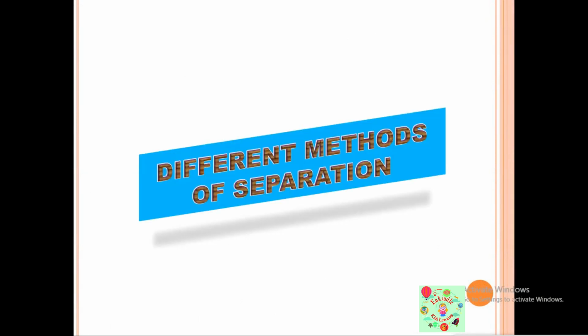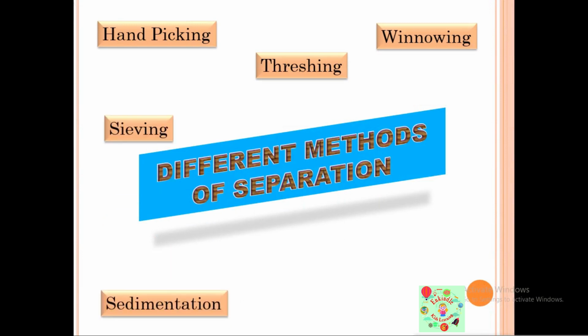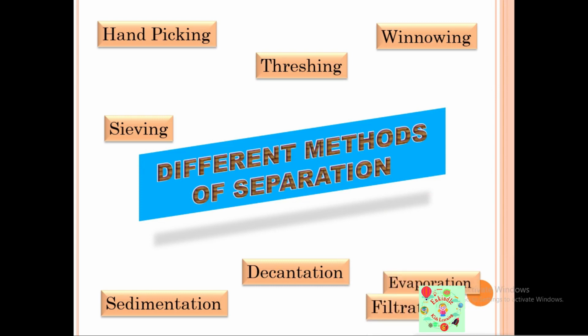Now, we will look into different methods of separation. There are various methods by which separation can be done. This is very important and you will have to study all of them. Different methods of separation are, first one is hand picking, second one is threshing, third one is winnowing, fourth one is sieving, fifth one is sedimentation, sixth one is decantation, seventh one is filtration, and eighth one is evaporation. Let's study these methods of separation in detail.